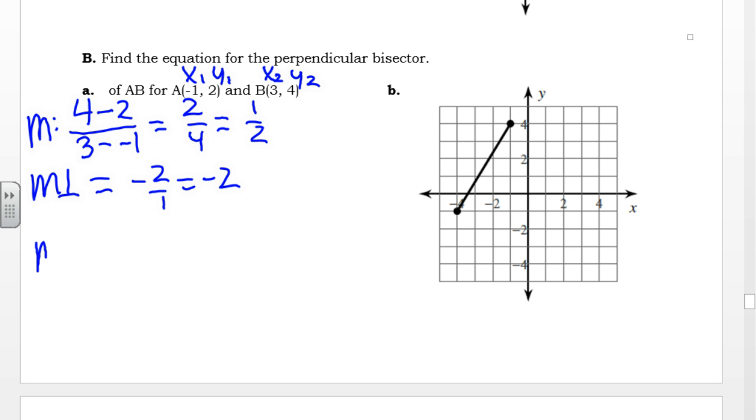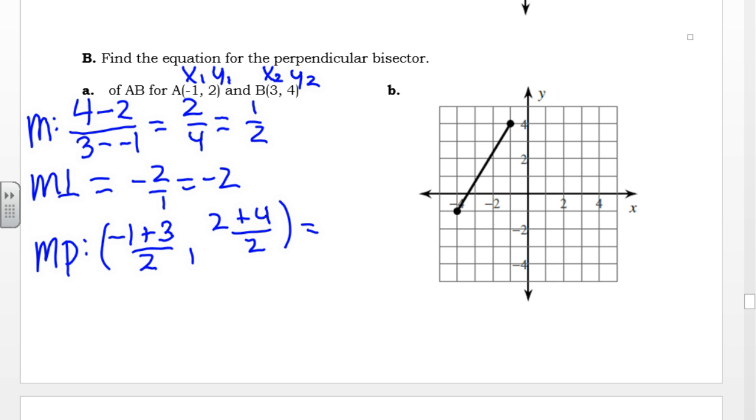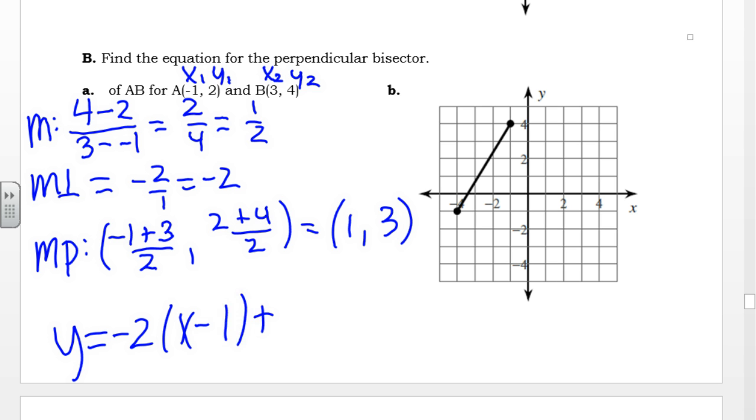Now I need my midpoint. That is x1 plus x2 over 2, y1 plus y2 over 2. That is 2 over 2, which is 1, and 6 over 2, which is 3. And then I can put it into my y equals formula. My perpendicular slope is -2. x minus my x midpoint, which is 1, plus my y midpoint, which is 3. Oops, no parentheses at the end. So I did that really fast. Hopefully you can slow that down or rewind it if you need to rewatch it.